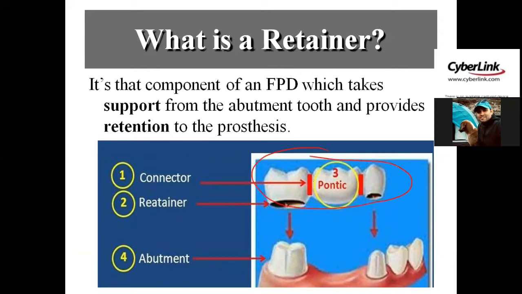This is your FPD, that is fixed partial denture. It has three components. One is abutment, then your pontic, which is the missing tooth which we are replacing. Then your connector. You can see here, this tooth is connected with this pontic through that connector, and this is your retainer. Right.